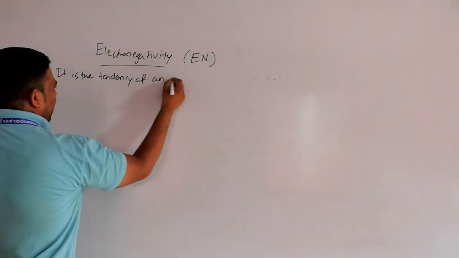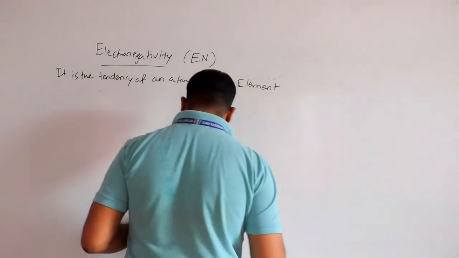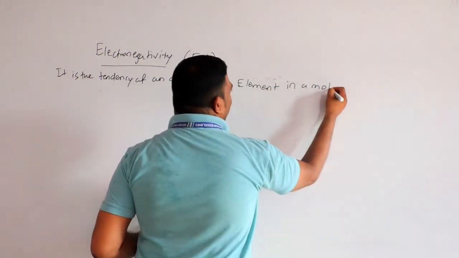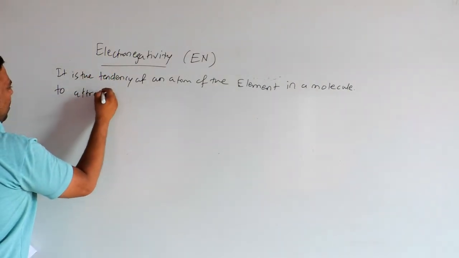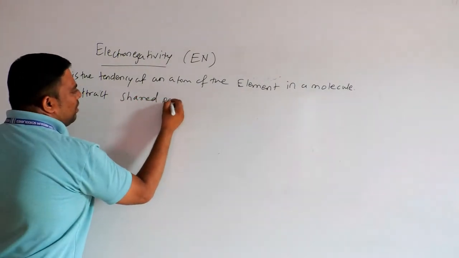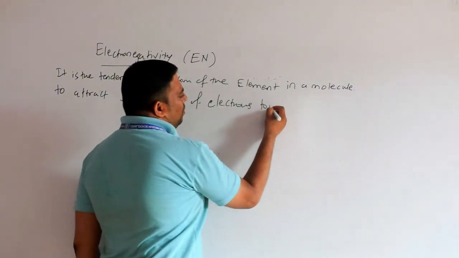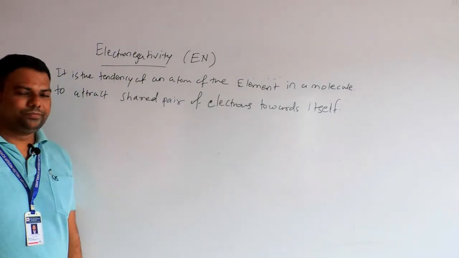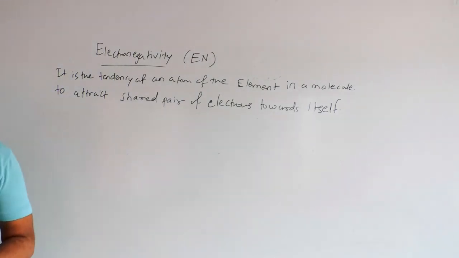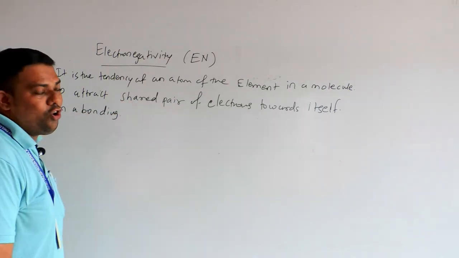It is the tendency of an atom of the element in a molecule to attract the shared pair of electrons towards itself. In bonding, it is called electronegativity.